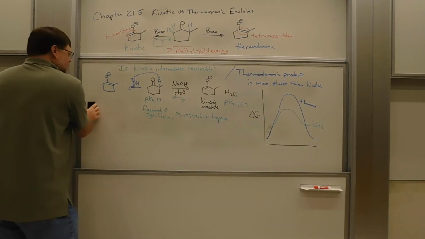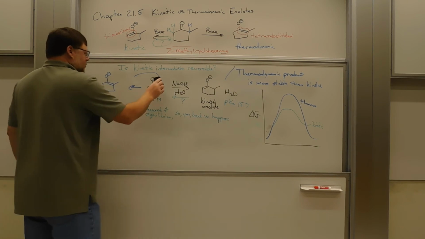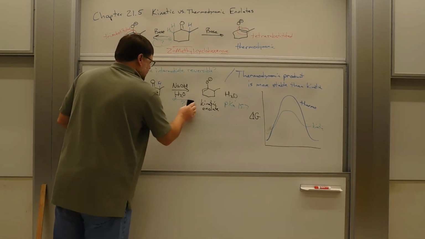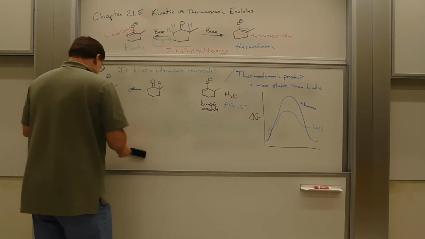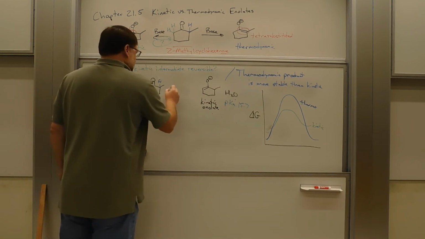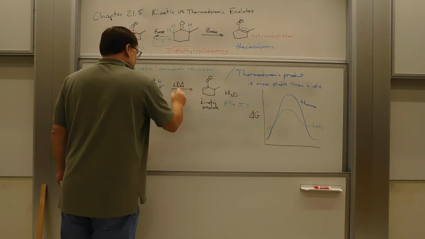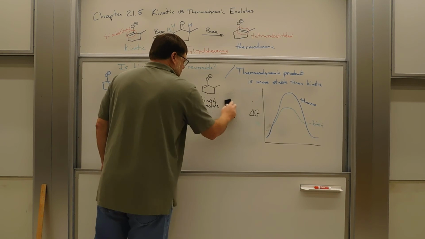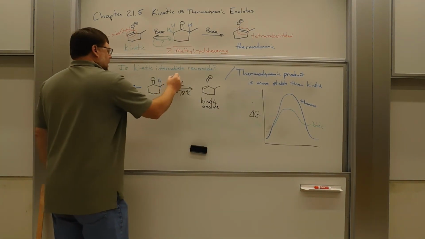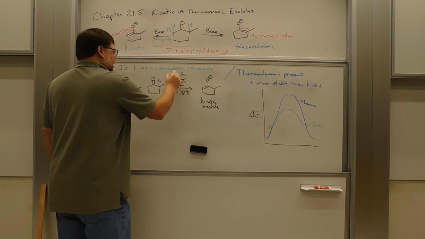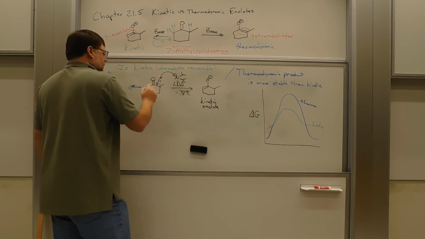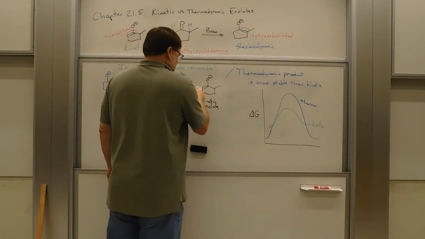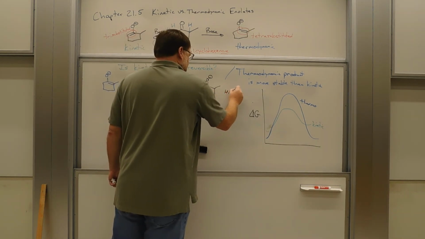Now, I'm going to erase part of this and replace the base. So now let's say that we use LDA at minus 78 degrees. So it's cold. Now LDA, again, here's the structure of LDA. There's the base, and it takes this proton. You also wind up with the amine, NH.